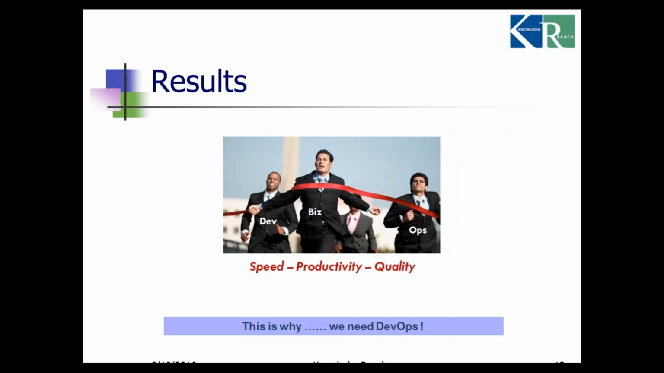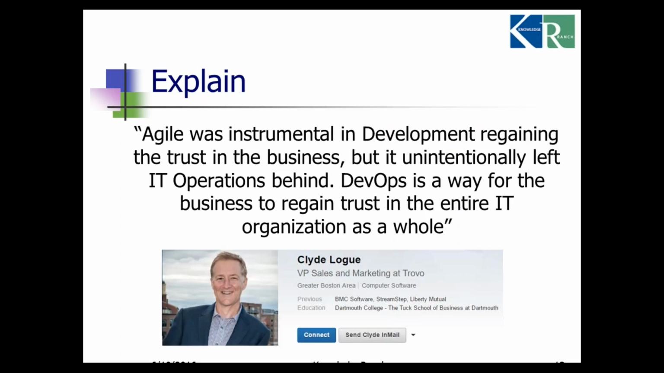This is why we really require DevOps. DevOps promises agility and stability put together, faster time to market at a pace that business wants us to, and of course, good quality. Now, I want you to read this particular statement written by Clyde, and then I'll talk about it after 30 seconds.